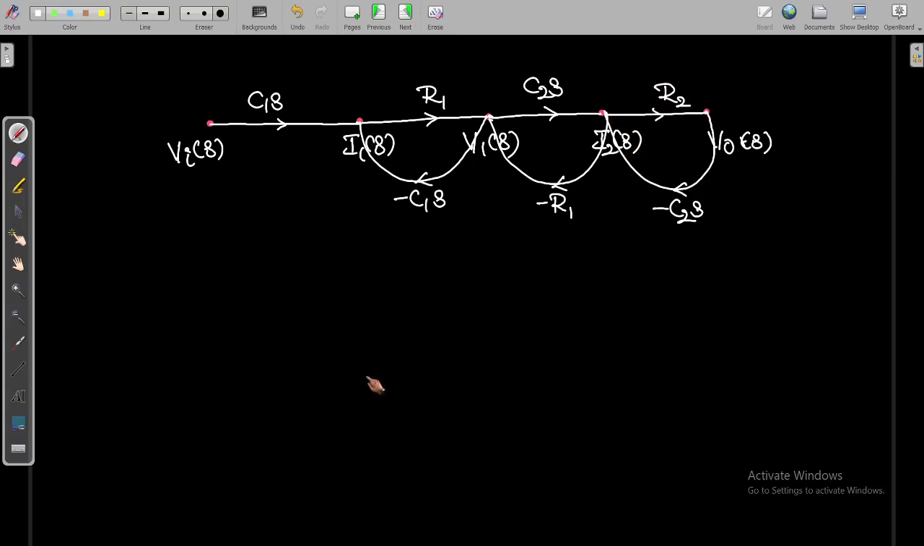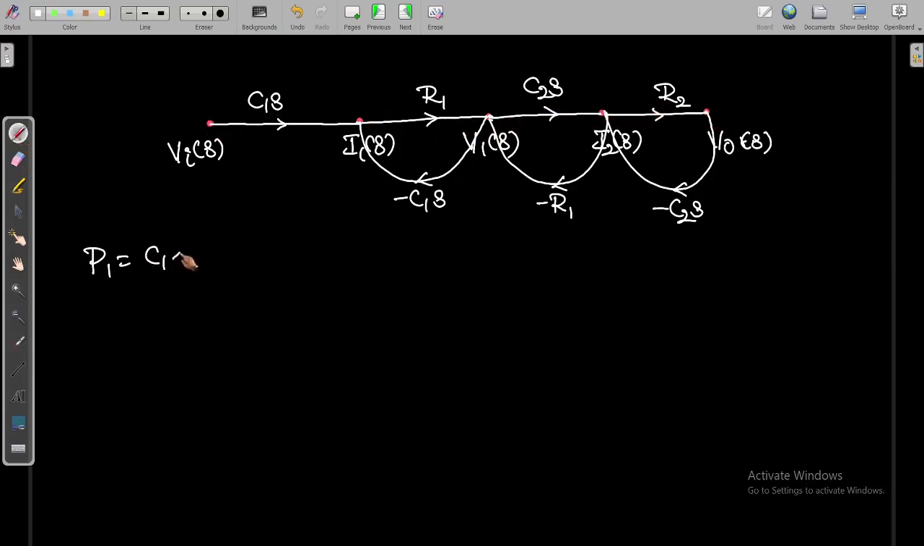Now we have drawn the signal flow graph. So he has asked the transfer function. For the transfer function, what you have to do? You have to identify the number of forward paths. So first forward path P1 is very straight one. It is going like this. It is traveling. So we will write that forward path again.